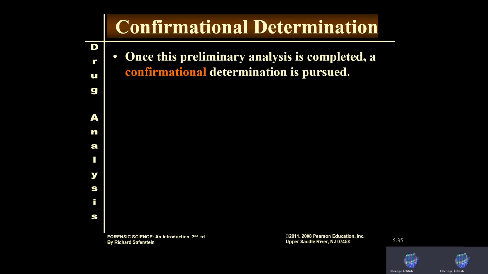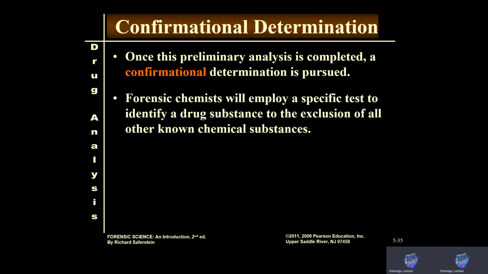So when we talk about confirmation determination, once we do whatever the preliminary analysis is, whether it's the color test or the microcrystalline test, then we have to do a confirmational test. Forensic chemists are going to use all sorts of different tests to identify the drug, and you want to make sure that you identify it to the exclusion of all other known chemical substances. Sometimes it is rather difficult because a lot of these manufacturers of drugs cut their drugs with all sorts of different things. So it's a little bit more difficult to figure out what the mix of drugs is in that sample.